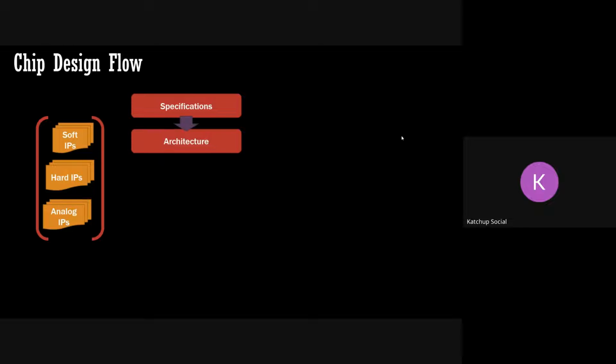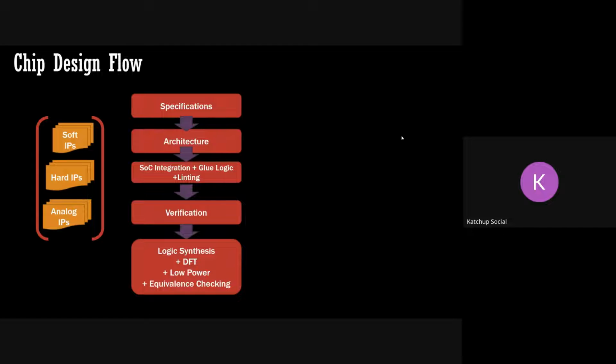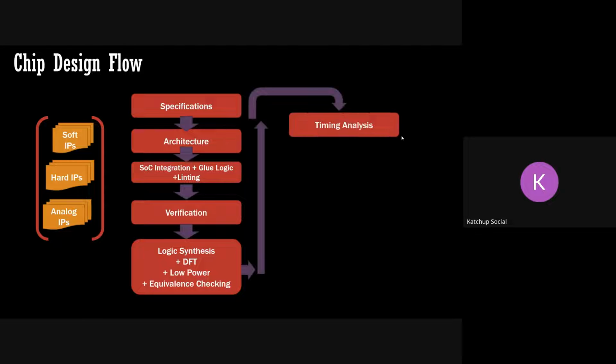So let's talk about the chip design flow. You start with specification, then architecture, then you integrate the SoC, you do verification, and you do synthesis. We'll go into each of these steps in a little more detail. Then you do timing analysis. After verification and logic synthesis, this is where your back end starts.